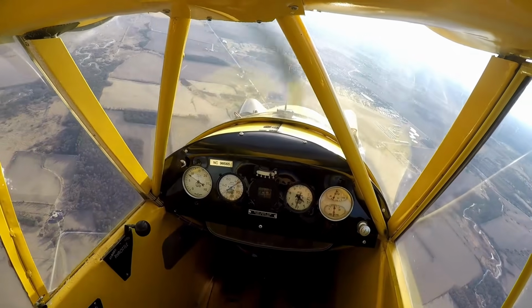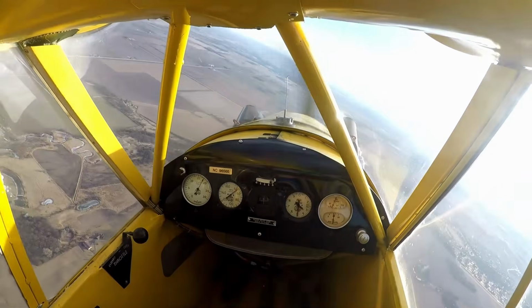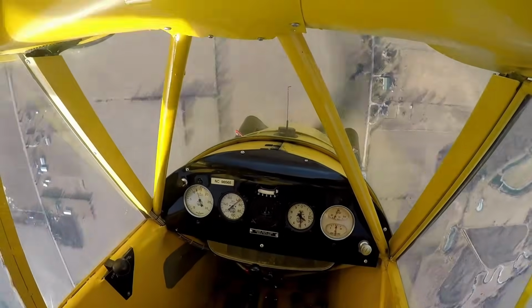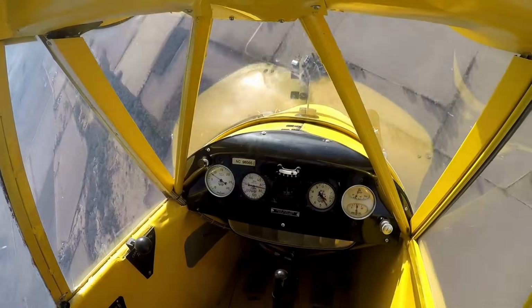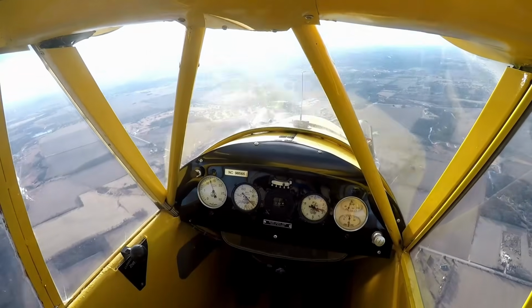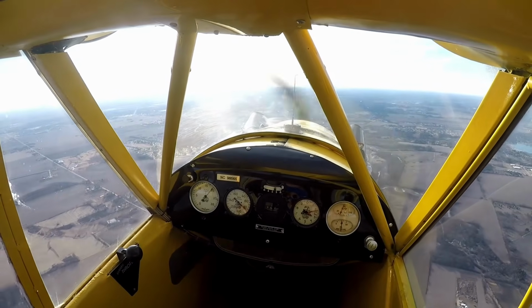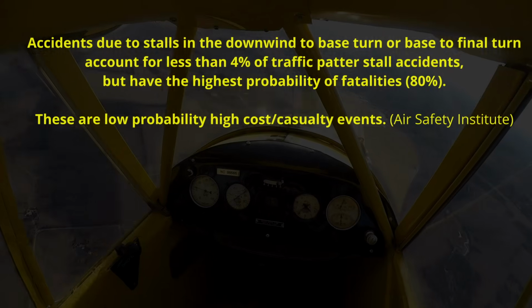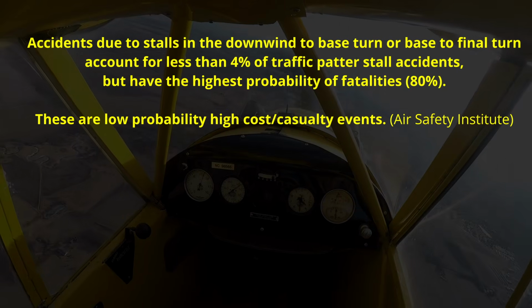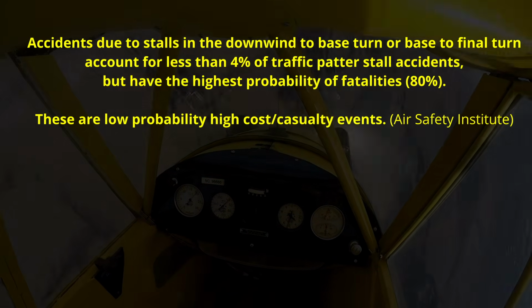Now, let's add power like we're trying to go around and see what happens. When we add power, left turning tendencies increase and elevators become more effective. The result is a spin from our skidding turn. From low altitude, this can be unrecoverable if it catches the pilot off guard.